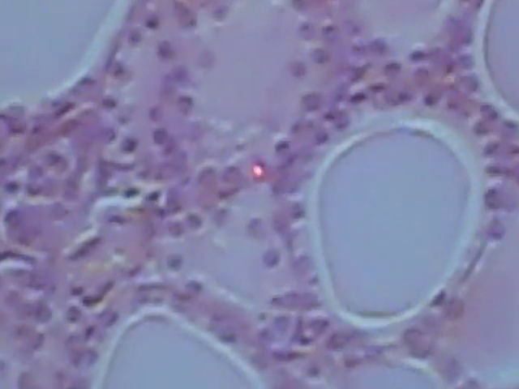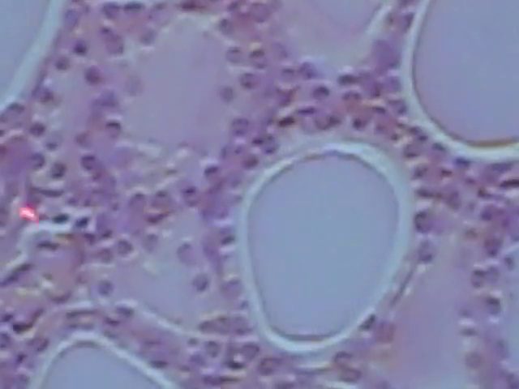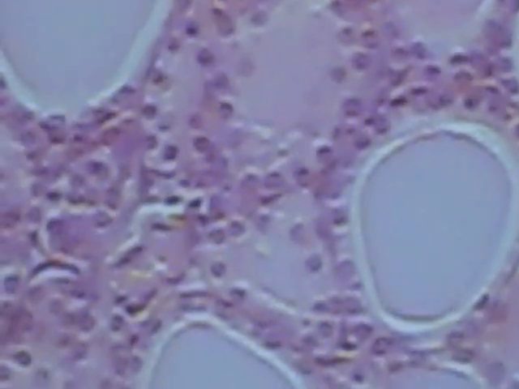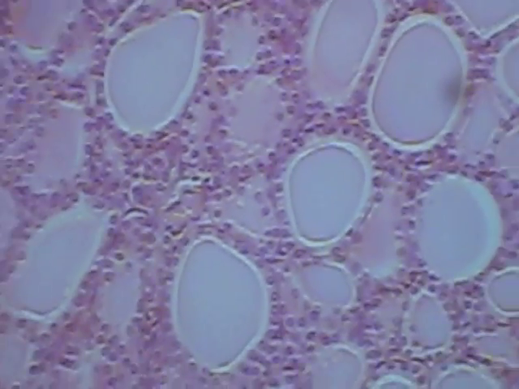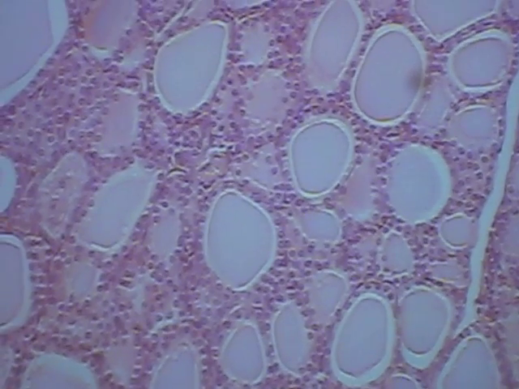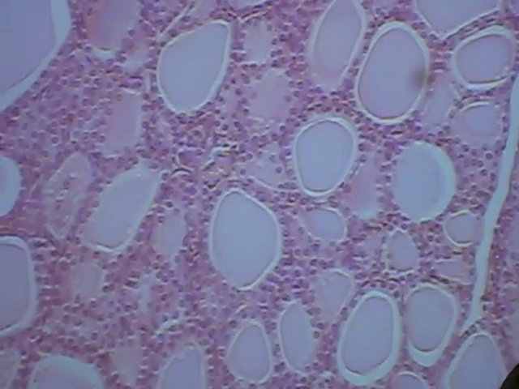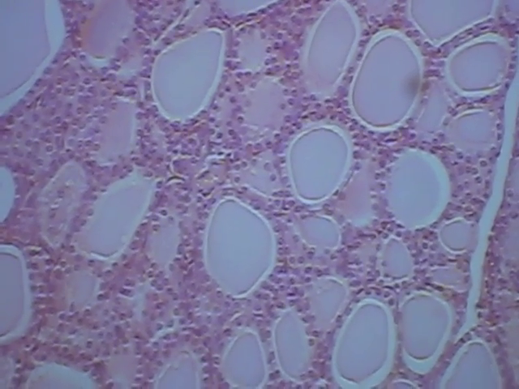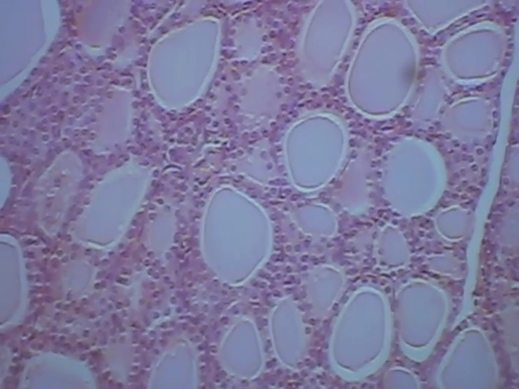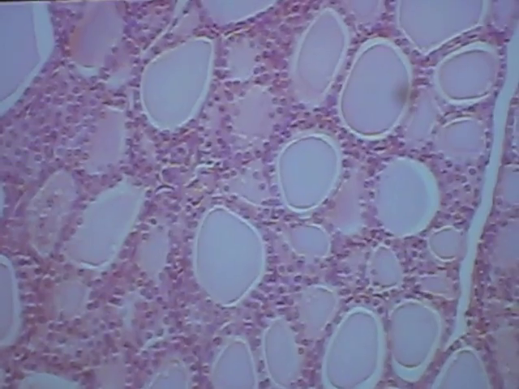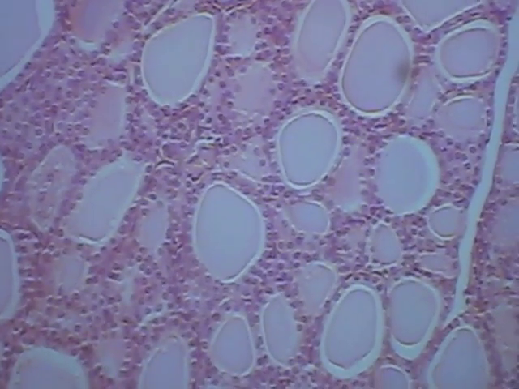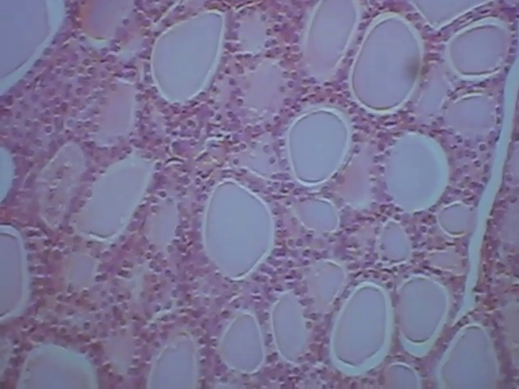They're not nice round or square cells. They're more elongated and flattened out. Those are your parafollicle cells. And so those parafollicular cells are going to produce what? Calcitonin. You should know the function of those cells, what they produce, and what their purpose is.